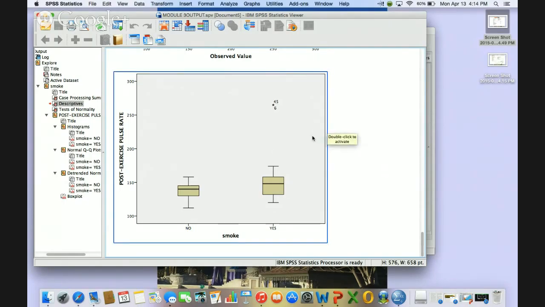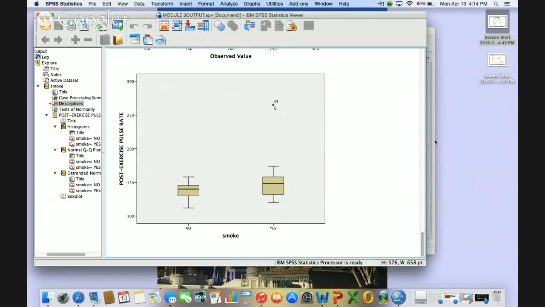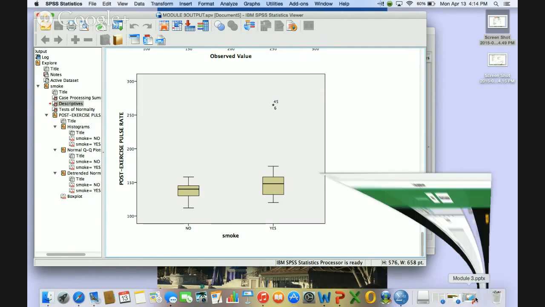So from here, we could explore some moderating variables such as age or gender to see if they strengthen or weaken the relationship between smoking and pulse. So today I talked about missing data and exploratory data analysis. Getting to know and understand your data is extremely important in the research process.